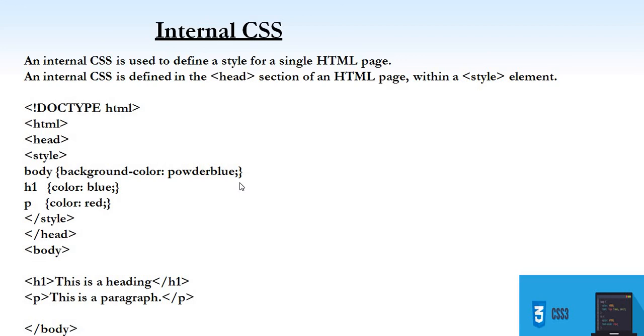Now it is the example of internal CSS. Here I am just using the style tag within the head part. I describe the body tag with some properties, h1 with some properties, and p with some properties. And wherever it finds these tags in the body, it will apply these properties to that particular tag.